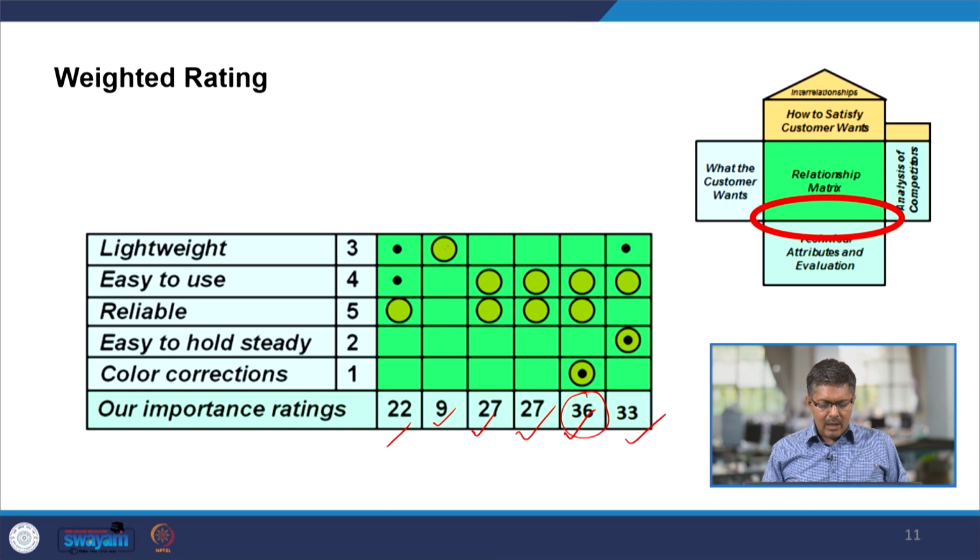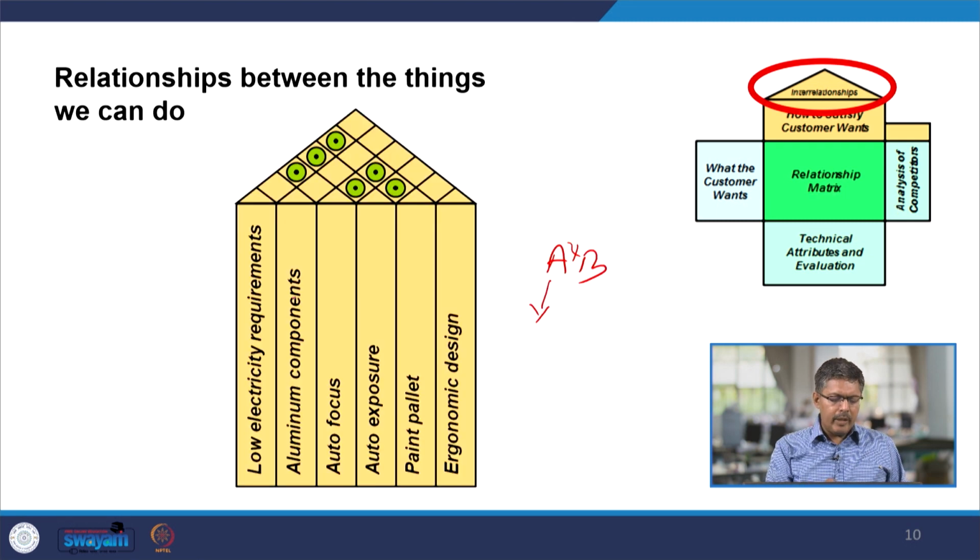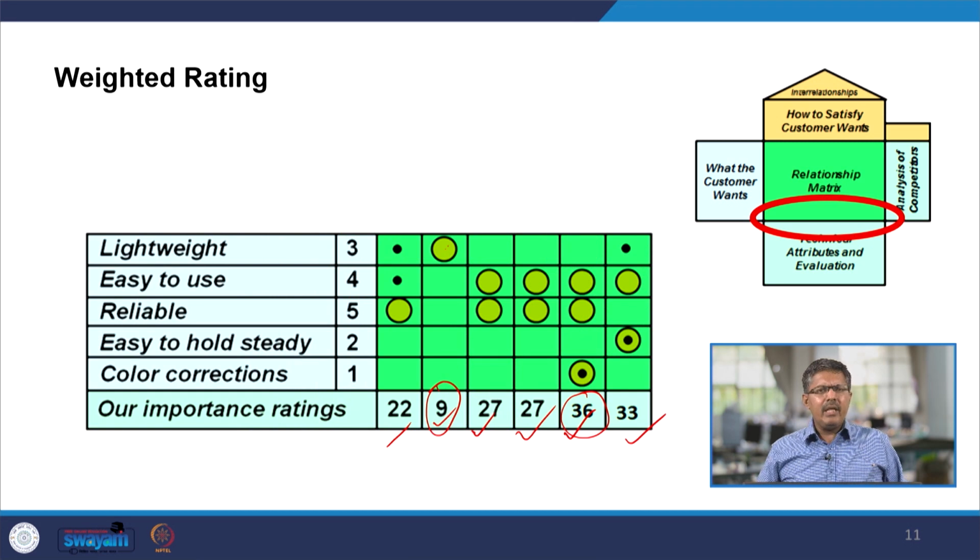Similarly, if you look at the last one, which is the lowest value, this one only is used for lightweight. What is it? Aluminum components. So, accordingly, the company can allocate its resources by understanding the importance of this value, by looking at the score.